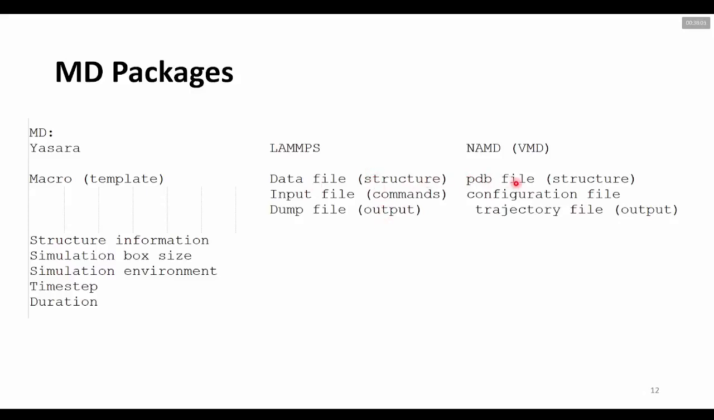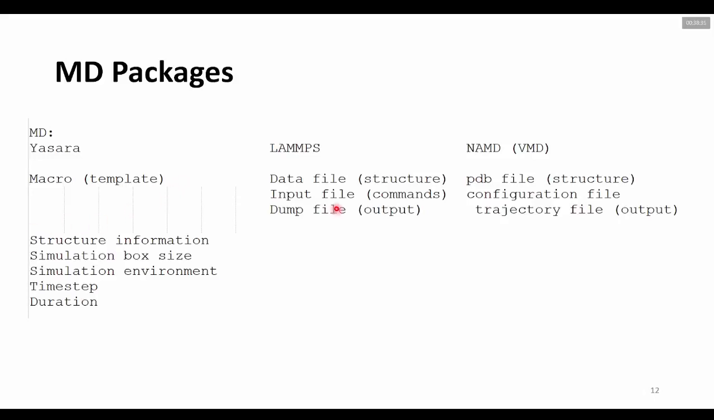When you are using the NAMD package, for structure, you are using a PDB file. In terms of commands, you are using a configuration file, and as output, you will see the trajectory, meaning the velocities and coordinates and other things that you want to see as output. When it comes to Yasara, it's also kind of the same.